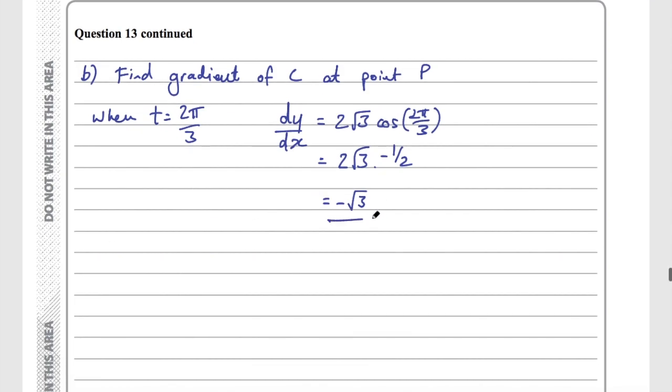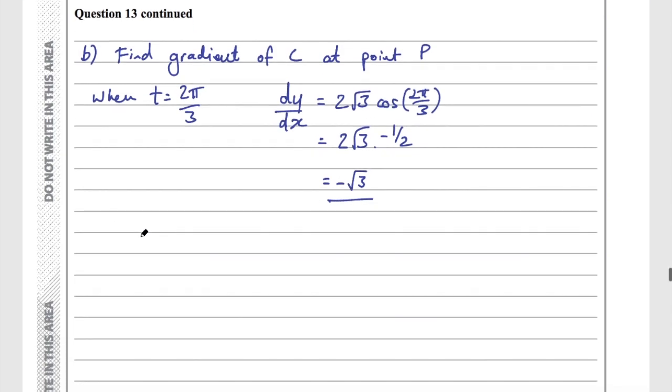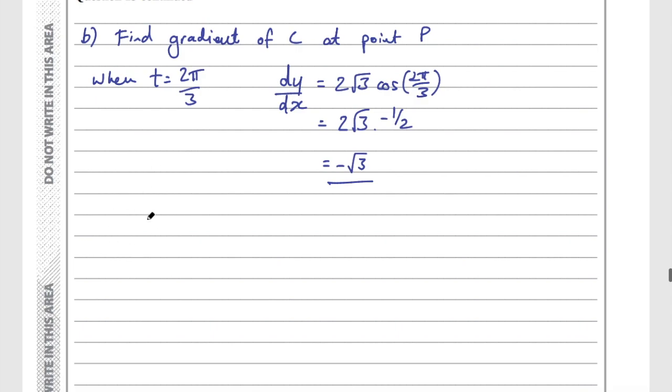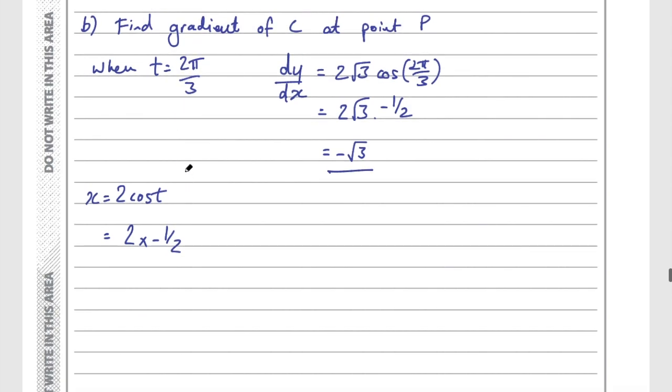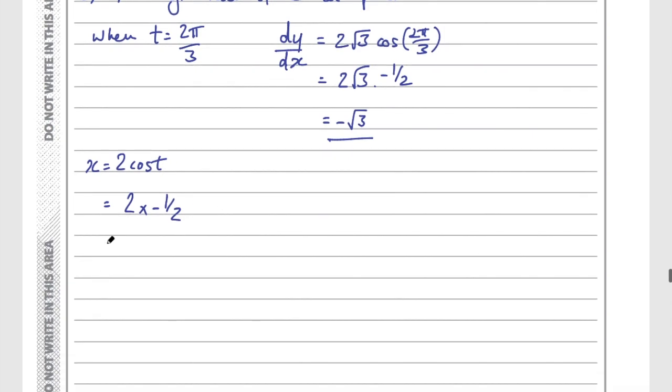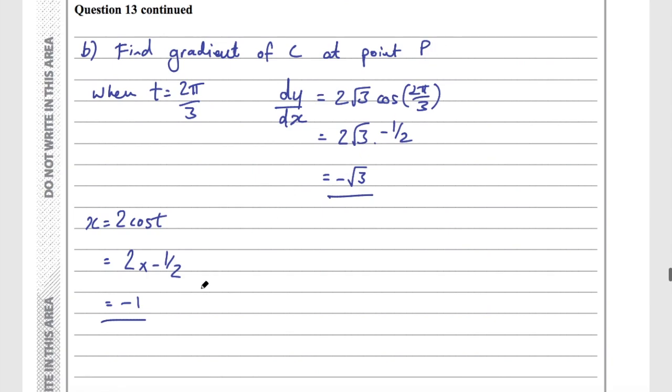So now we have the gradient. We have a point on the line. So we can use those parametric equations to find the x and y coordinates. So x, remember that x equals 2 cosine t. So therefore x equals 2 times minus a half. We've already found the cosine of 2 pi on 3, so I've just substituted that in for the t there. So x is going to equal minus 1 at P.